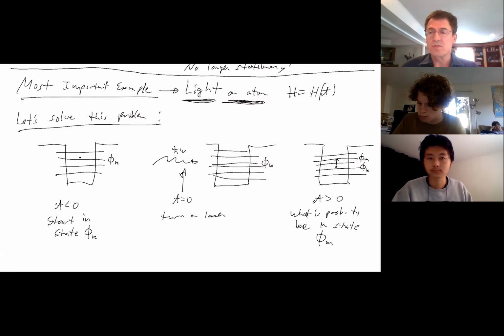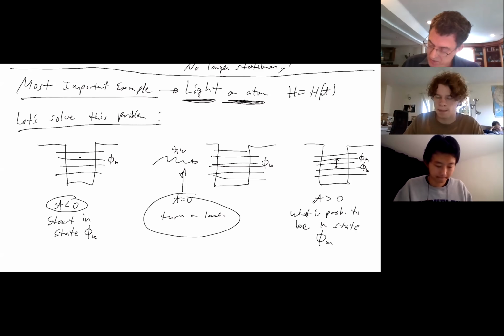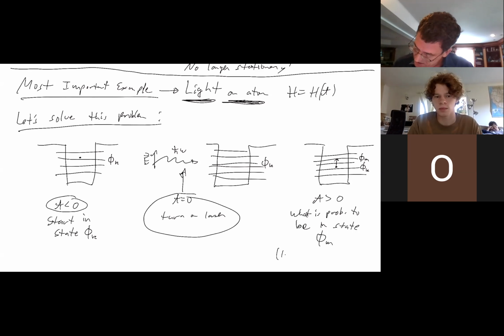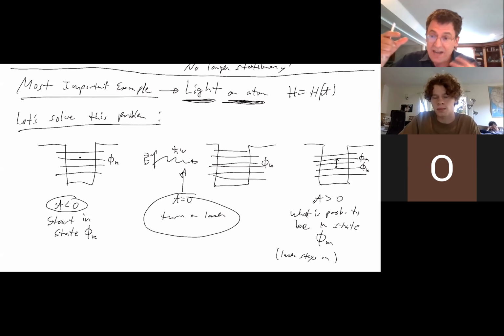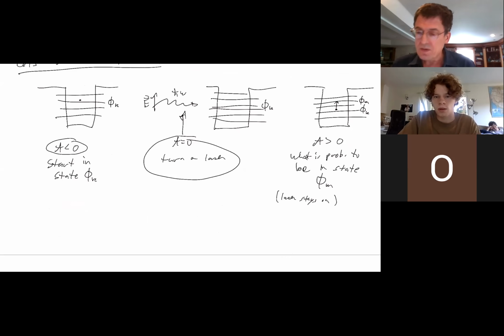Okay, this is the problem I want us to solve. This is a well-defined quantum mechanics problem. We started in state k at t less than 0. At t equals 0, I turn on the laser, which has some frequency omega, with some electric field oscillating in time with frequency omega. It hits the atom at t equals 0, and let's leave the laser on. Then the question is, at some later time, what's the probability that I find my system transitioned to some new state? All right, so that's a well-defined problem.